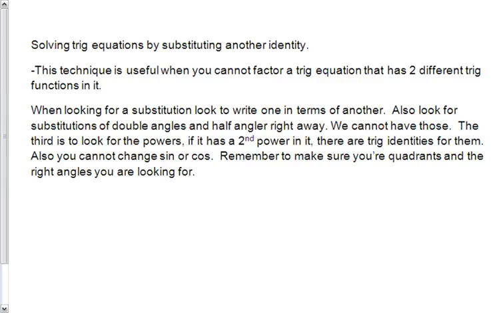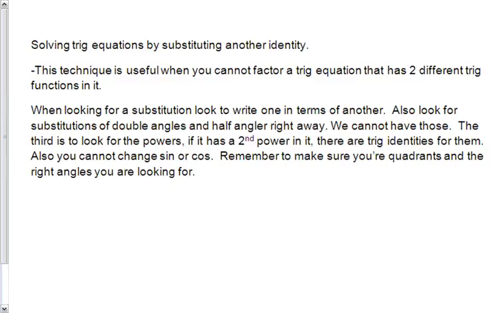The next section is a little bit different, okay? We're going to solve trig equations by substituting another identity. This is a technique that's useful when you cannot factor a trig function out. Also, you see sines and cosines in there, okay? If they're not multiplied, remember, you can't just set each term equal to 0. You have to have a factored term equal to 0, okay?